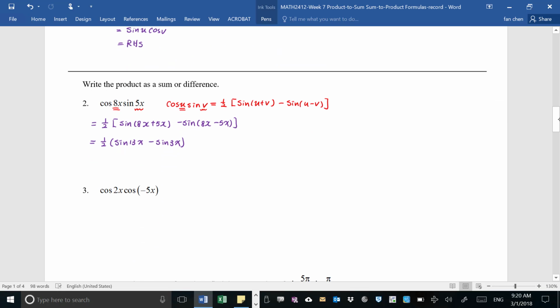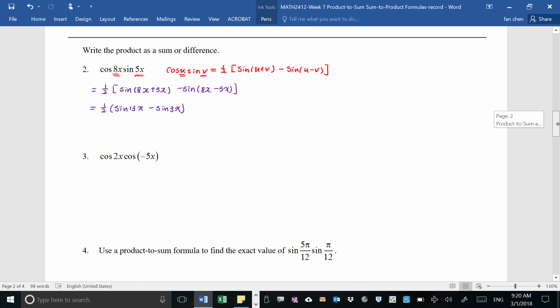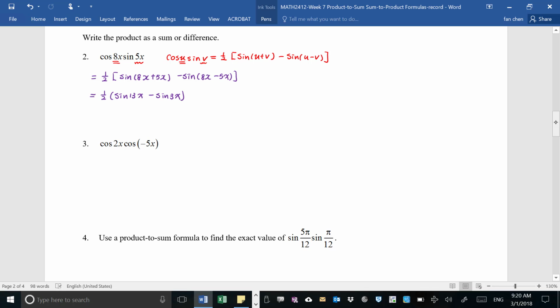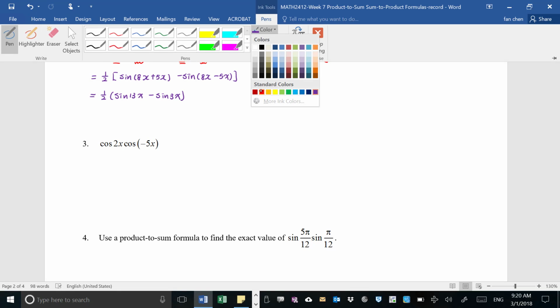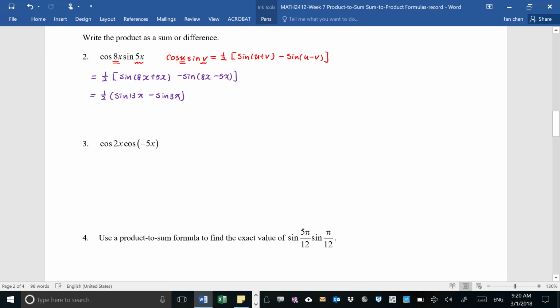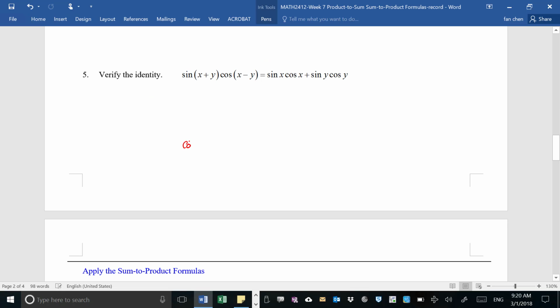Alright, let's take a look at the next problem. Similarly, this is the product of two cosines. If you think about it, go back to look at your formula. I'm not going to go back to the screen. Oops, sorry for the technical issue. Let me go back.